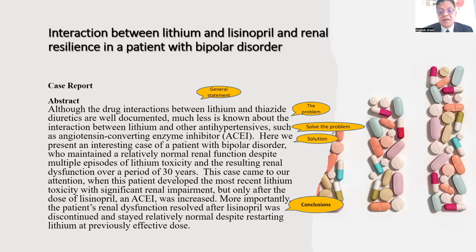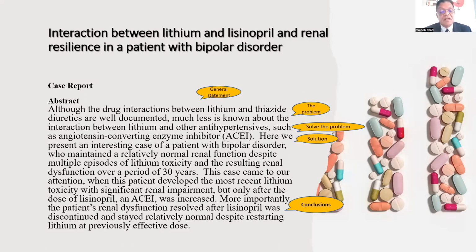What is the solution? Here we present an interesting case of a patient with bipolar disorder who maintained a relatively normal renal function despite multiple episodes of lithium toxicity and the resulting renal dysfunction over a period of 30 years. And now you have the last sentence as the conclusion. You have the case came to our attention. This is not a conclusion, but a part of some description.